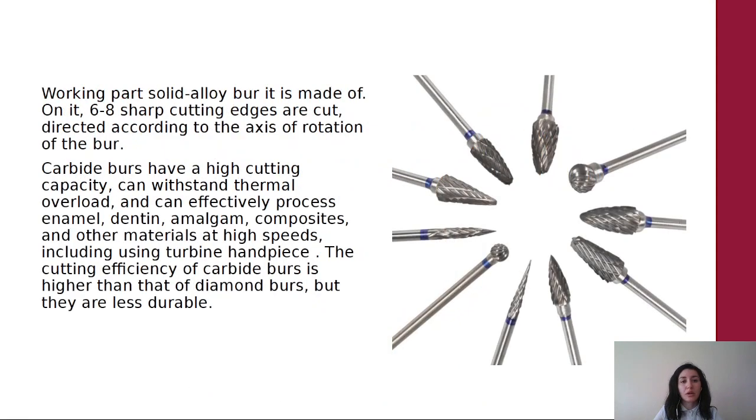The working part of a solid alloy burr is made of carbide, with 6 to 8 sharp cutting edges cut on it, directed according to the axis of rotation of the burr. Carbide burrs, having a high cutting capacity, can withstand thermal overload and can effectively process enamel, dentin, amalgam, composites, and other materials at high speeds, including using turbine handpieces. The cutting efficiency of carbide burrs is higher than that of diamond burrs, but they are less durable.